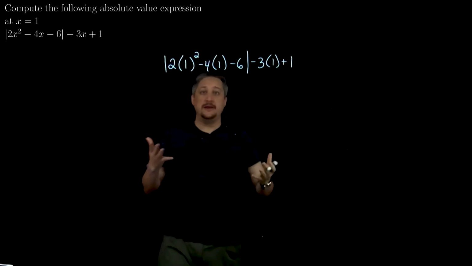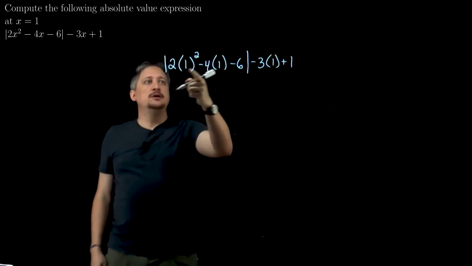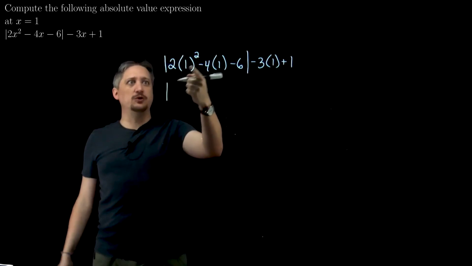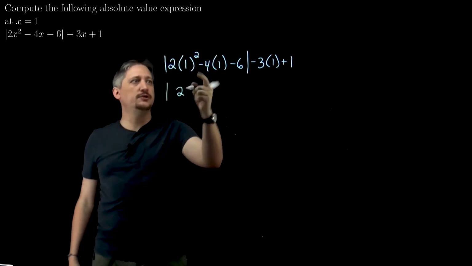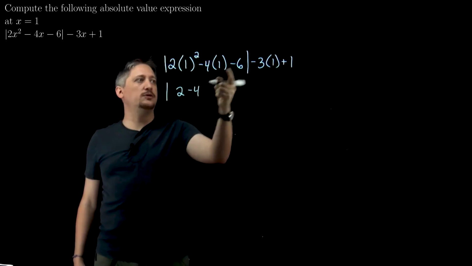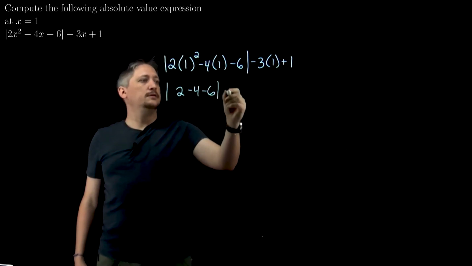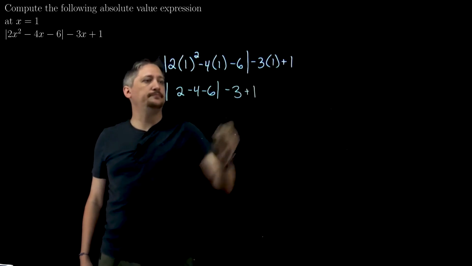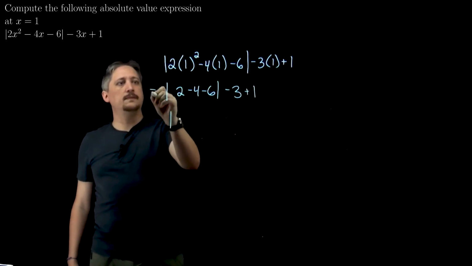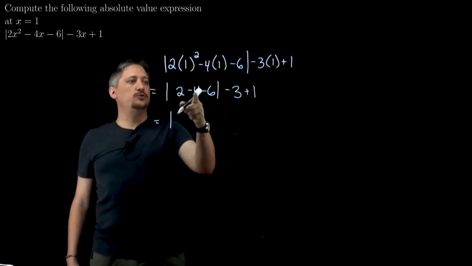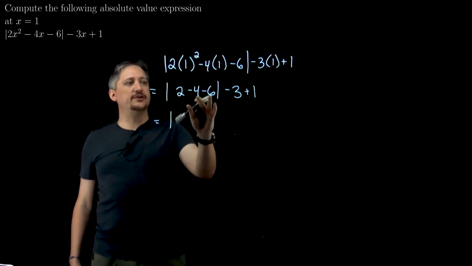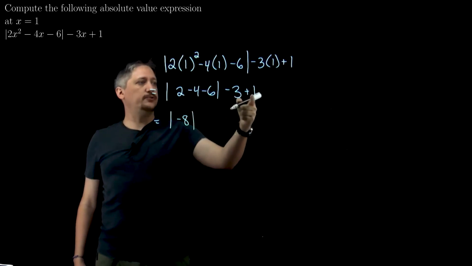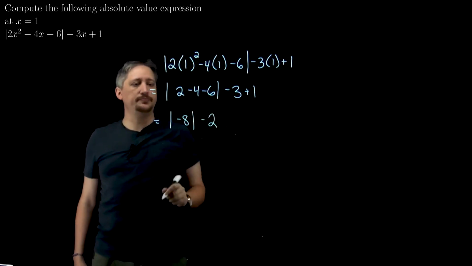Okay? And now I'm just going to simplify. So here I have 2 times 1 squared. So 1 squared is 1, times 2 is just 2, minus 4 times 1, minus 4, minus 6, minus 3 times 1 is 3, plus 1. So here I have 2 minus 4 minus 6, so the negatives together are negative 10, plus 2 is negative 8. Here I have minus 3 plus 1, so that's going to be a minus 2.